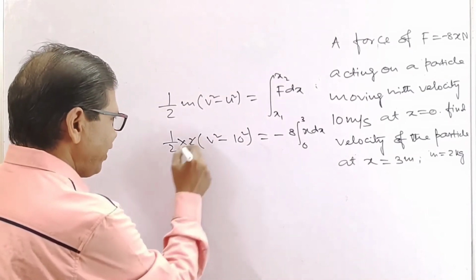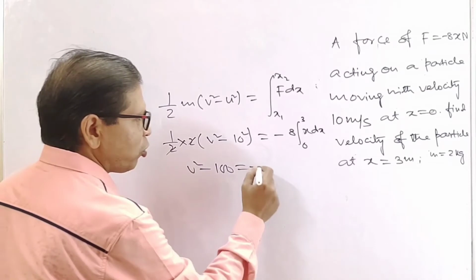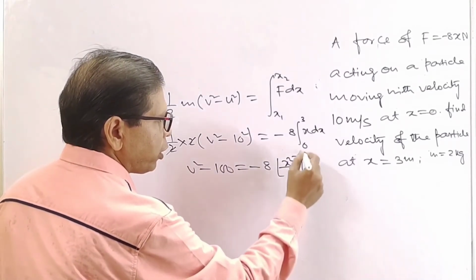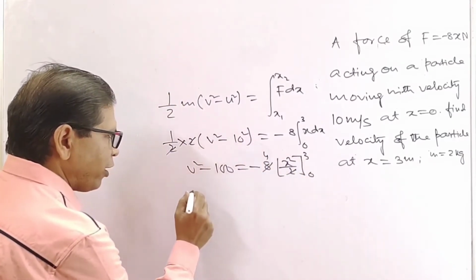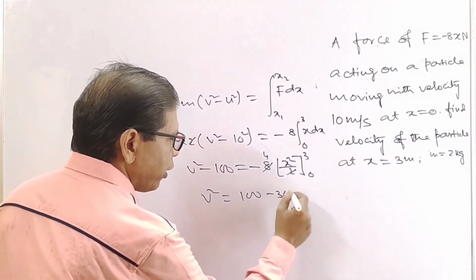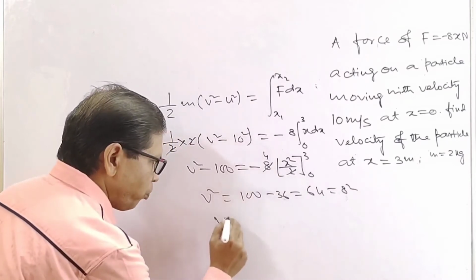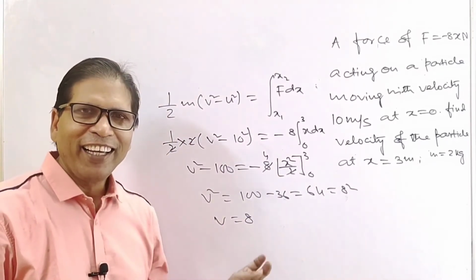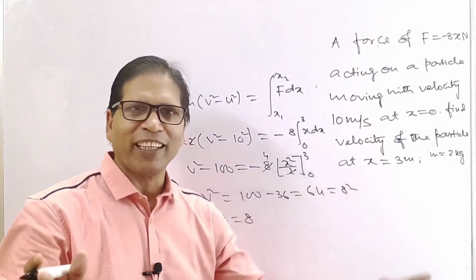Now look at this, cancel out. So v square minus 100 equals minus 8 times x square by 2, integrated from 0 to 3. Now this and this cancel out. So here v square equals 100 minus 36, that is 64, that is 8 square. Therefore v equals 8. Therefore the velocity of the particle is 8 meter per second at x equals 3 meter.